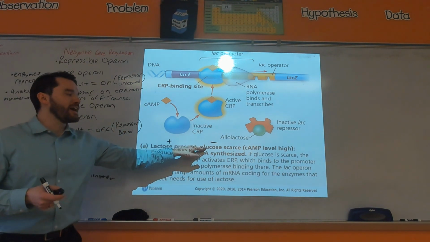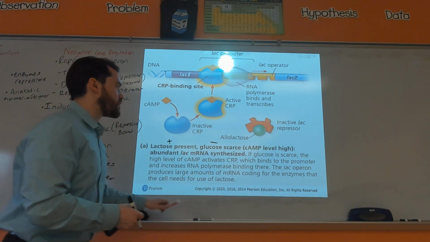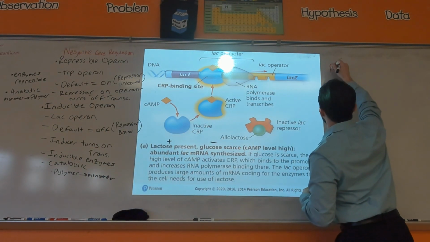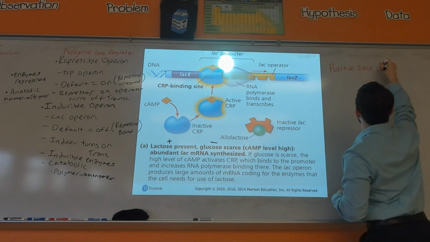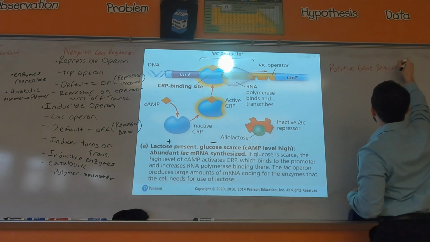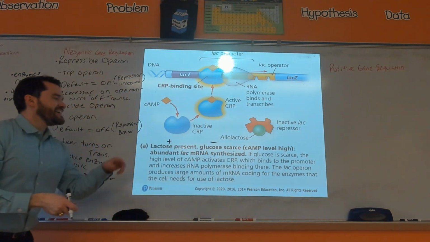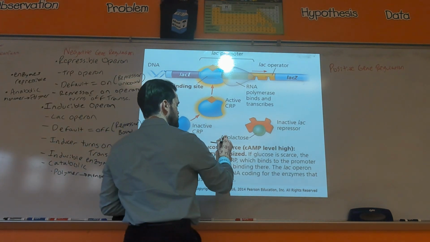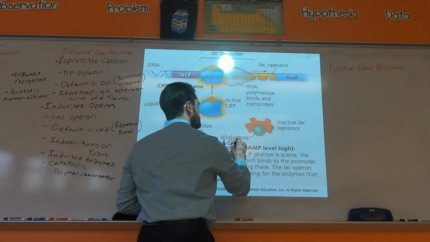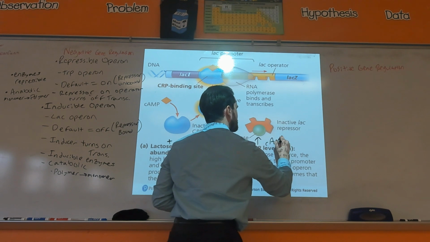Now, if you don't have glucose, you want to really ramp up. This is getting into what we call positive gene regulation. You really want to ramp up production of your lactose genes. How you ramp those up is the signal when glucose is low. So low glucose means you have high cAMP.